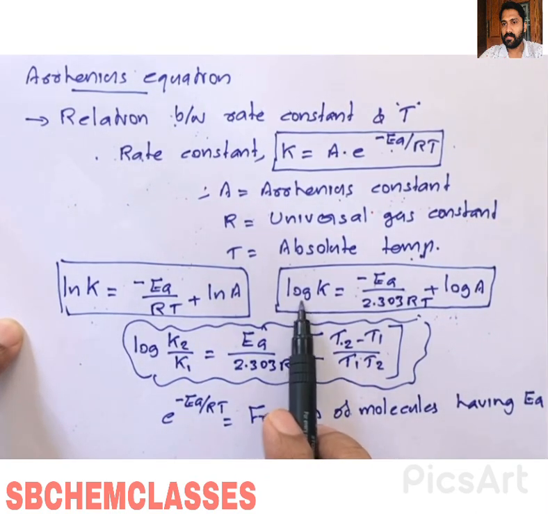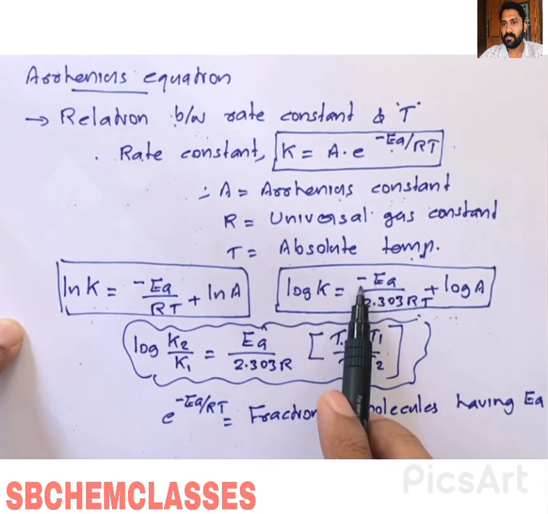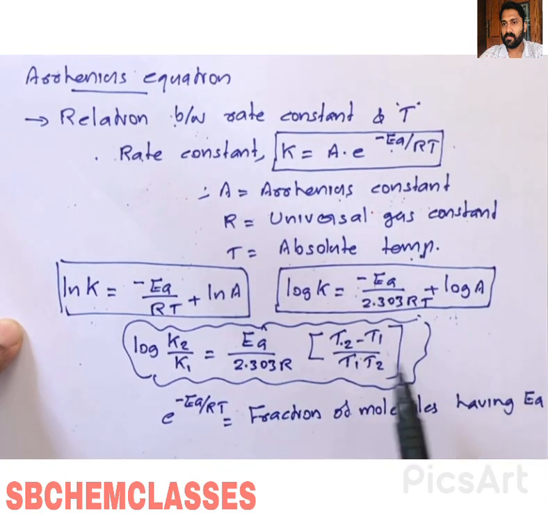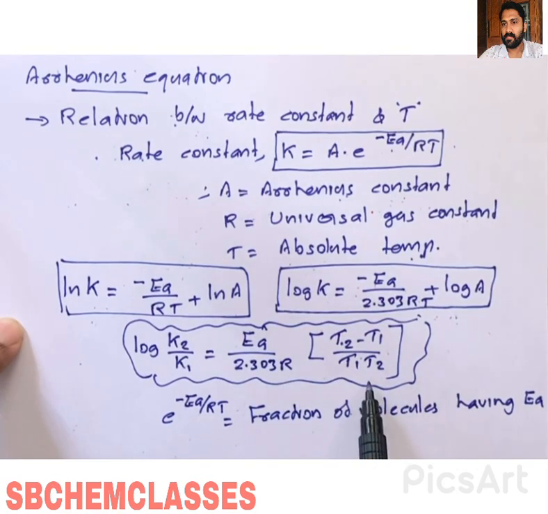If you are using log K, that is common log to the base 10, log K equal to minus EA by 2.303 RT plus log A. At a different temperature, rate constant can be calculated by this equation. log K2 by K1 equal to EA by 2.303 into T2 minus T1 by T1 T2.